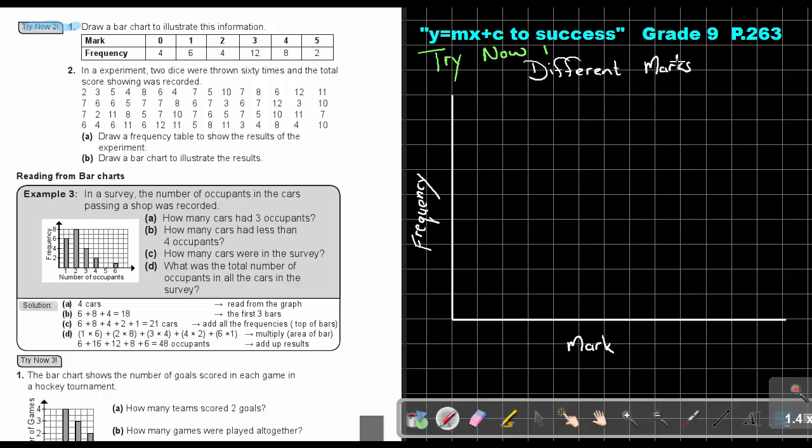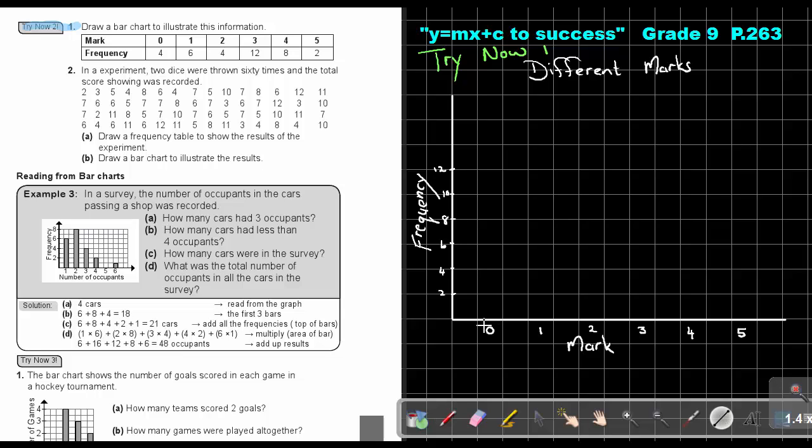If we must work at a scale, because this one goes up to 12, I'm going to make it 2, 4, 6, 8, 10, and 12. And then on this one, I'm going to leave a space, and then say 0, leave a space, then 1, space, 2, space, 3, space, 4, and space, 5.